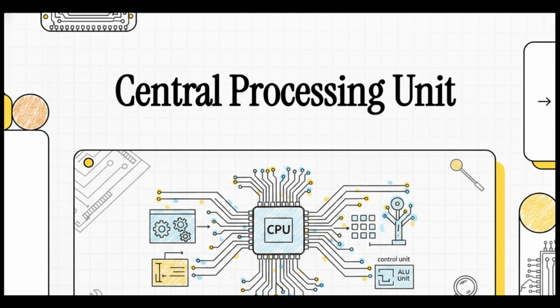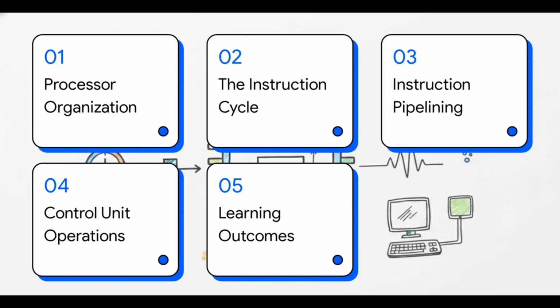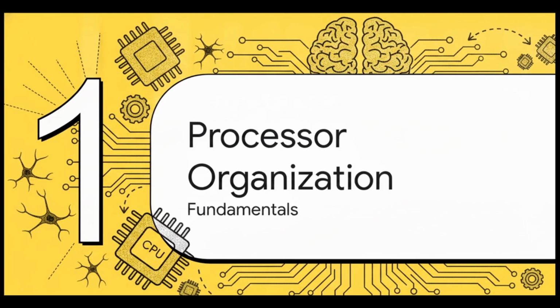We're going to decode this complex architecture together and translate all these high-level engineering concepts into a really clear visual roadmap. Here is our mission briefing for today. We're covering 5 core areas: processor organization fundamentals, the instruction cycle, the power of pipelining, hardwired versus microprogrammed control units, and finally, mastering your CPU goals. Let's jump right into Section 1, Processor Organization Fundamentals.